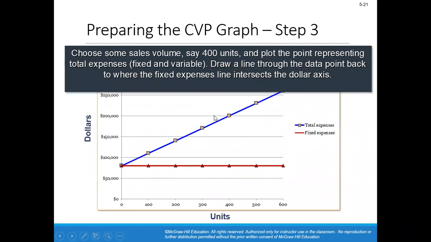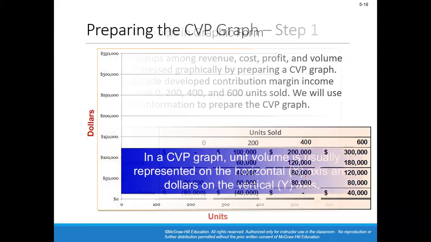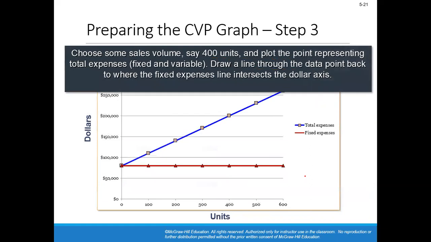Okay, let's proceed. Now, for the 400 sales, how much do we have in total expenses? For the 400 sales, we have 120,000 variable expenses and 80,000 fixed expenses. What is our total expenses? 200,000, right? Yes, 200,000. So what can we do? We can find out a plot. Here it is.